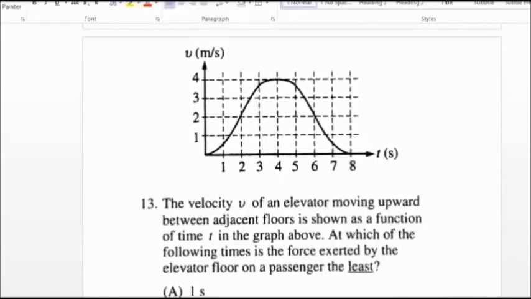The 13th question is, the velocity v of an elevator moving upward between adjacent floors is shown as a function of time t in the graph above. At which of the following times is the force exerted by the elevator floor on a passenger the least?